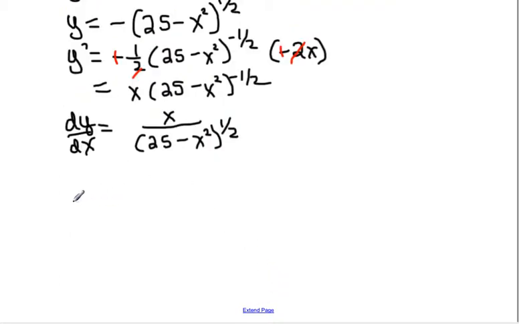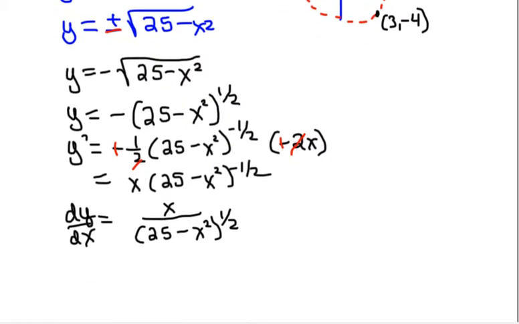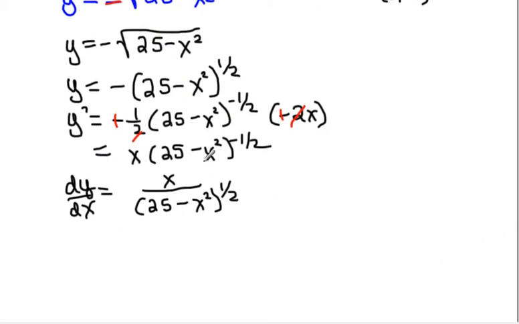We wanted to know when x is 3, because up here we're looking at the point, the whole problem in the last problem is what's the slope of the line when x is 3, y is -4. So I'm going to take this value right here, which is x over (25 minus x squared), all to the 1/2, and I'm going to evaluate it. I'm going to put the little bar here. I'm going to evaluate it when x equals 3.